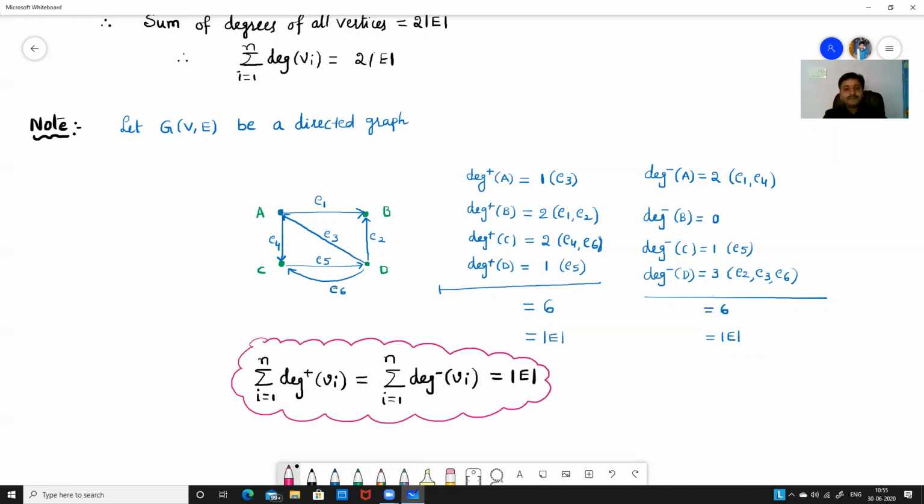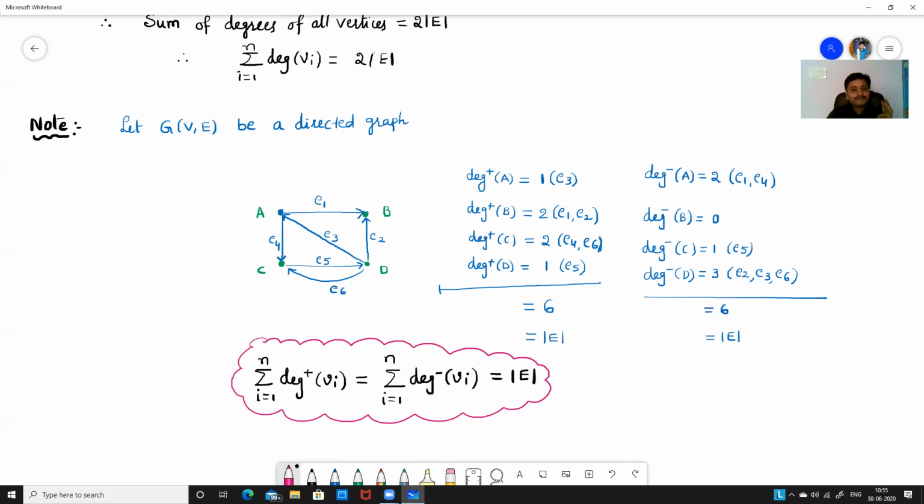Clear? So this is the meaning of degree of a vertex in a directed graph. Is it clear? So what we covered so far: we started with the graph definition. After completing the graph definition, we saw the meaning of null graph and trivial graph, right? Afterwards I explained how to compute the degree of a vertex.